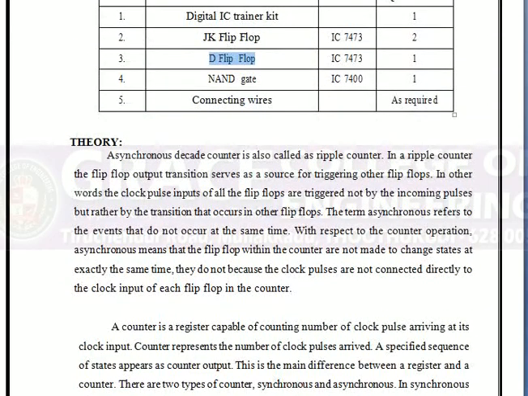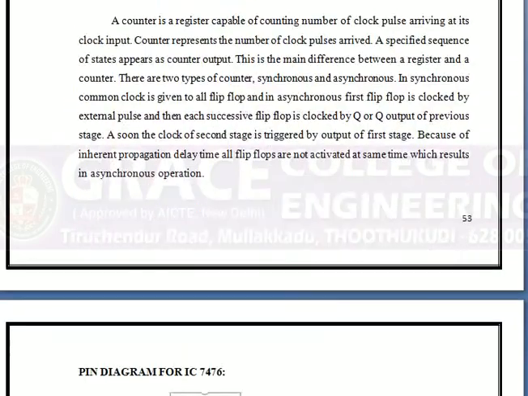What is asynchronous? An asynchronous counter is very simple and is called a ripple counter. In a ripple counter, the flip-flop output transition serves as a source of triggering for other flip-flops. It is used to trigger the other flip-flop.